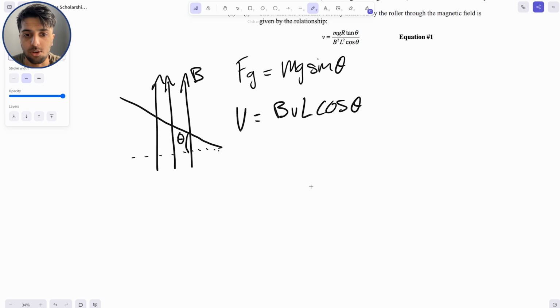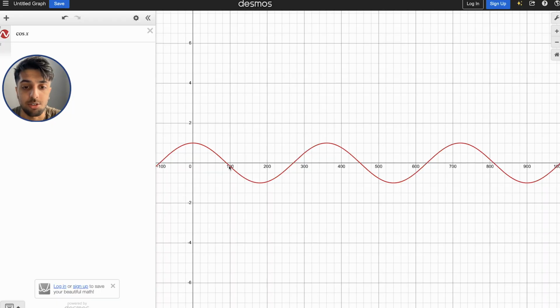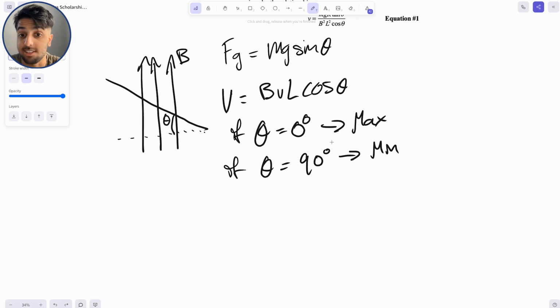And the reason why this is cos theta is because if this angle is 0, so if theta is 0 degrees, then it's a max. But if theta was 90 degrees, then that's a minimum. So if we look at a cos graph, we can see here that at 90 degrees, the value is minimum, which is 0. But at 0 degrees, the value is a maximum. So from there, we can determine that this is a cos relationship rather than a sine relationship.